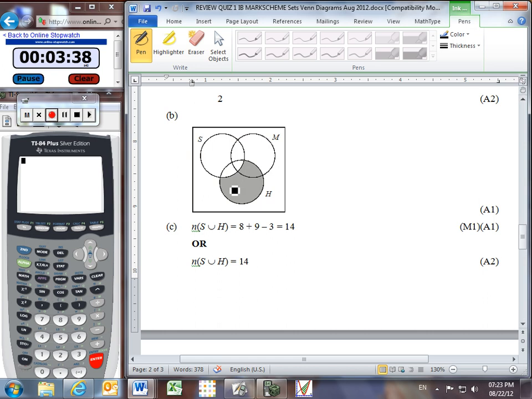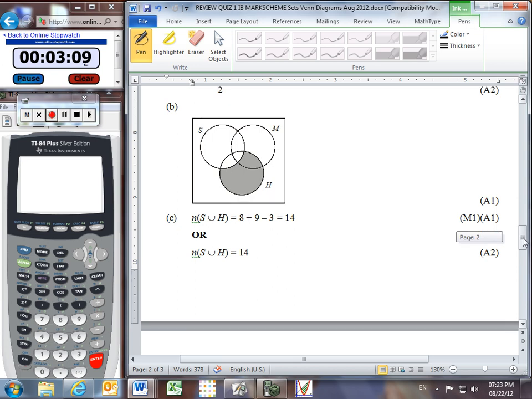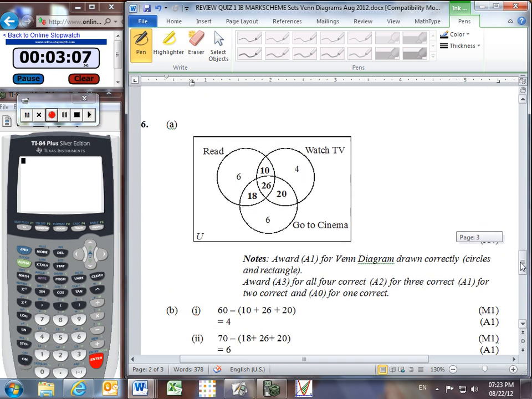Here's the region of students who do not take science, but they do take history. So not in the S circle, but they are in the H circle. And the number of people who take science or history was the sum of all of the numbers in these 6 regions, and that gave us 14. Again, 1 mark for the method, 1 mark for the answer. If you write only the answer, you're gambling that you get it correct. If you do, you get full marks. The diagram was worth 1 mark on part B.